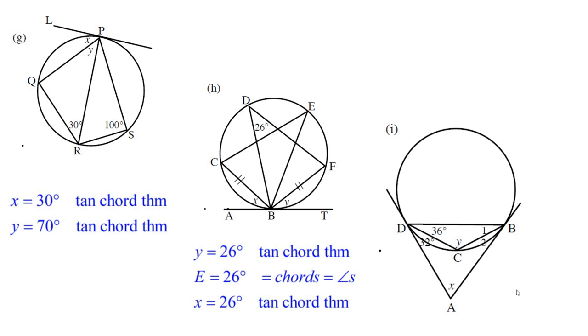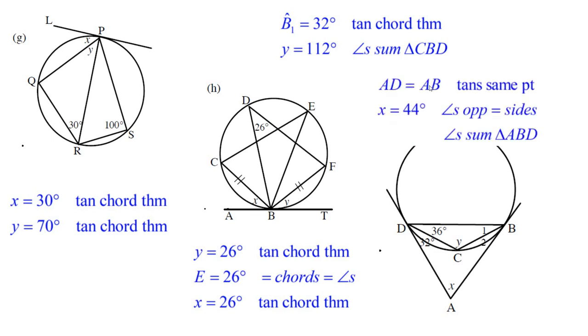That's my strategy for the thing. I haven't looked at this for 6 months, so let's see how I did it. I said B1 is 32 degrees because of the tan chord theorem. And then I said y has to be 112 because of angles summing in a triangle. Now, because I know that AD is equal to AB, tans from the same point, this x has to be 44 degrees for two reasons. Because these two angles have to be equal and because they have to add up to 180 degrees.